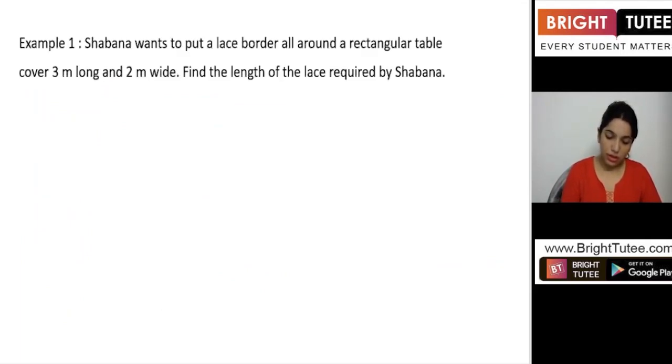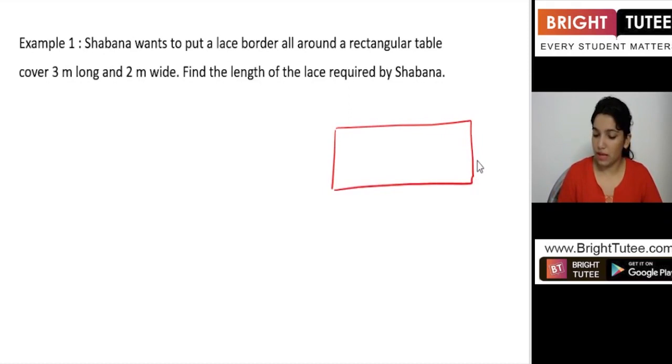Here, the question says that Shabana wants to put a lace border all around a rectangular table cover, which is 3 meters long and 2 meters wide. We need to find the length of the lace that is required. Say this is the table, which is a rectangular table, and she needs to put a lace. So this is the lace.